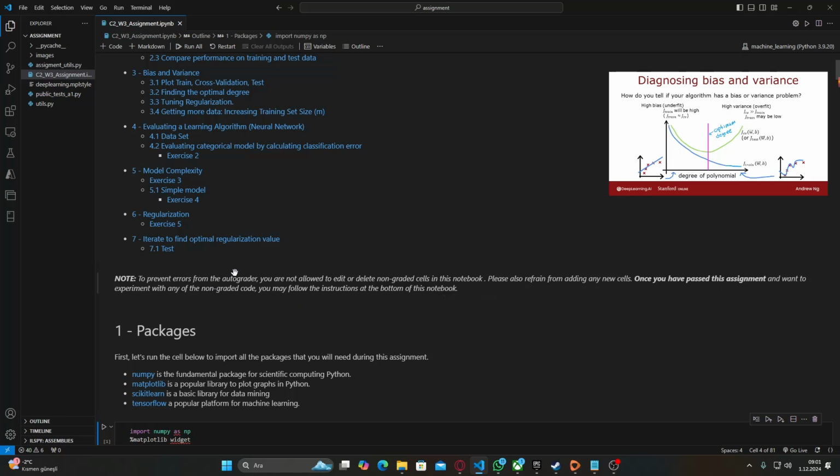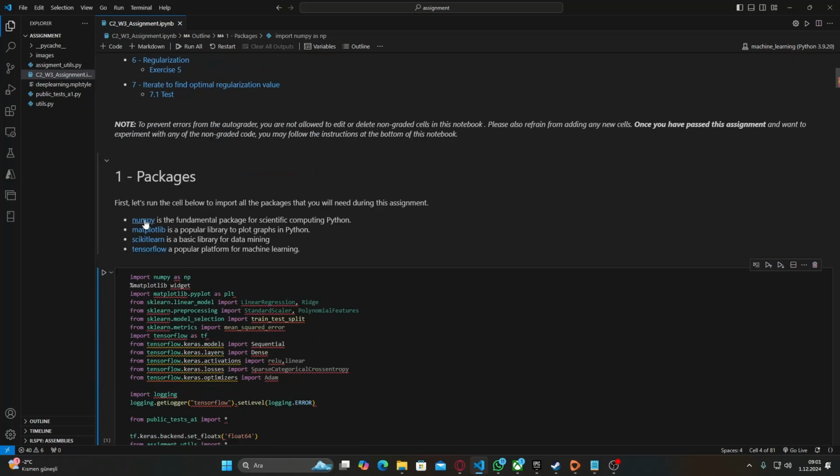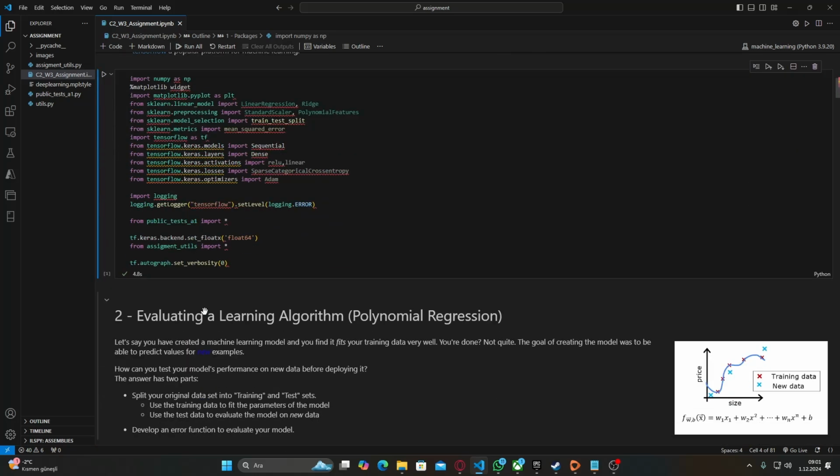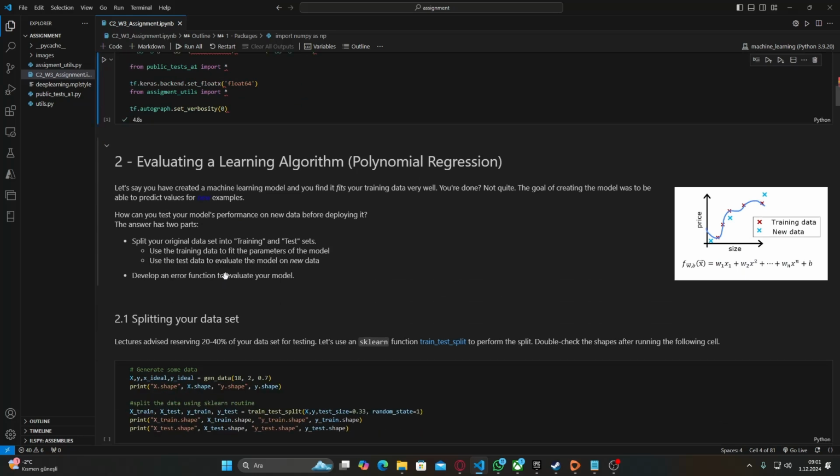Okay, here I just run the packages. Am I getting any error or not? I didn't have an error. It just ran. And next, evaluating a learning algorithm, polynomial regression.